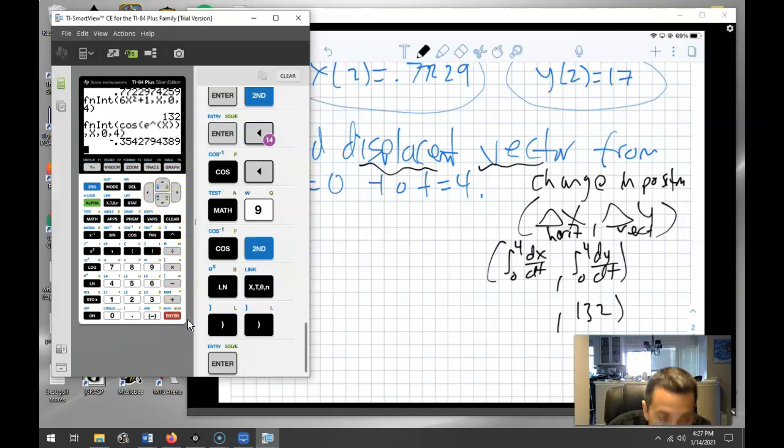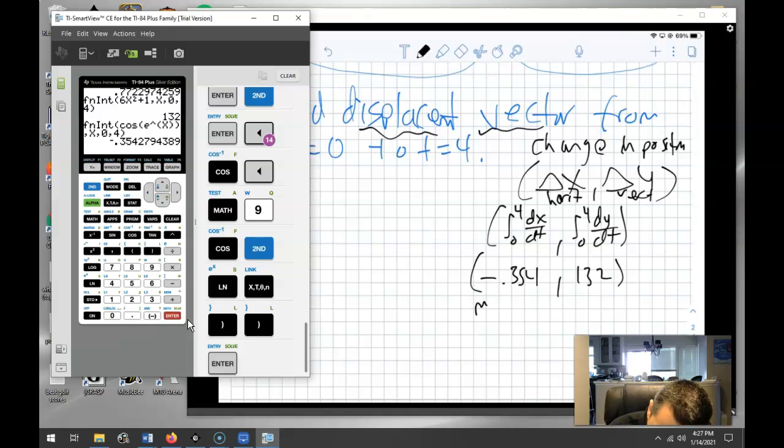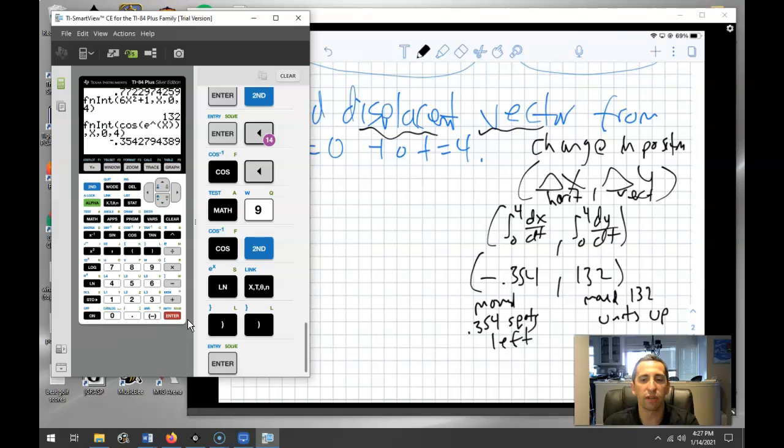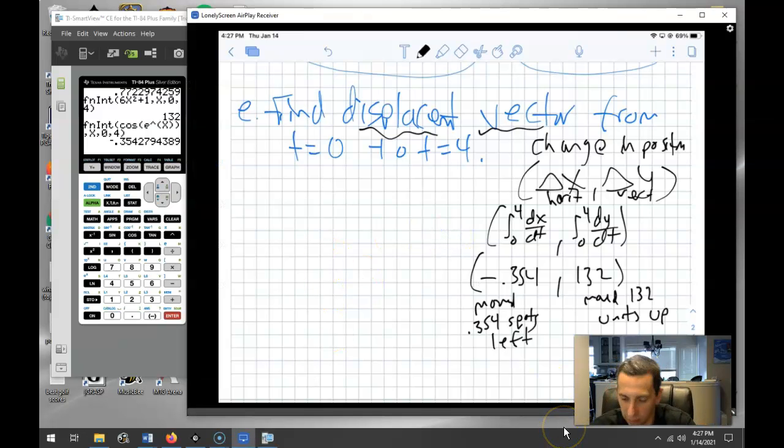Okay, so what that means, the way you can interpret this, is that over this period in time, we moved 0.354 spots to the left from 0 to 4, and we moved 132 units up in the positive y direction. So that just gives you how far did you move right and left, how far did you move up and down. And that's what a displacement vector kind of says.